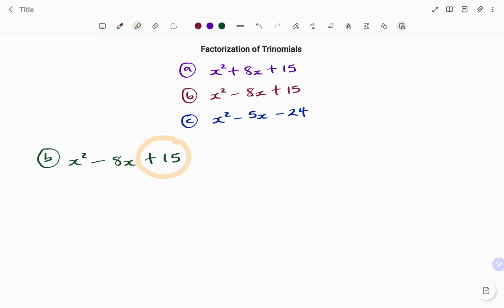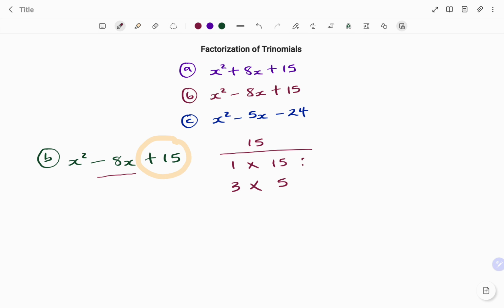We need to find the factors of 15 that when multiplied together will give us 15, but when added together, will give us negative 8x. So I start by finding the factors of 15. That will be 1 times 15, and then I have 3 times 5, that will also give us 15. Then I'm going to try the negative, because I have a negative 8 in the middle.